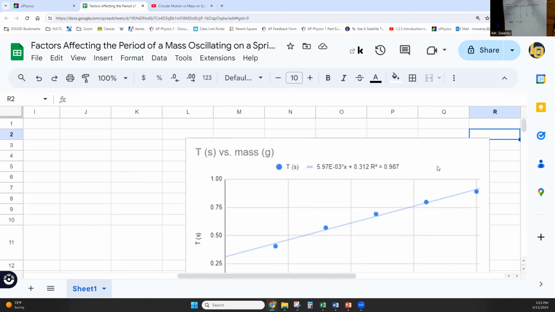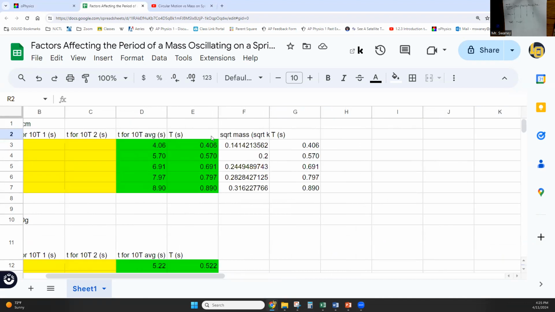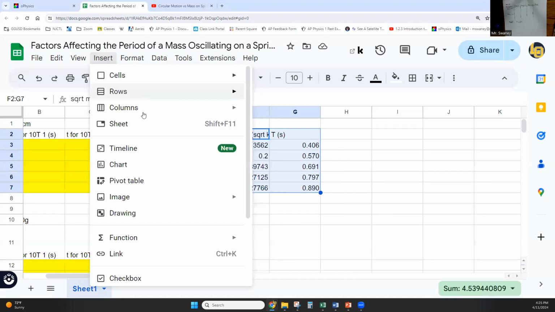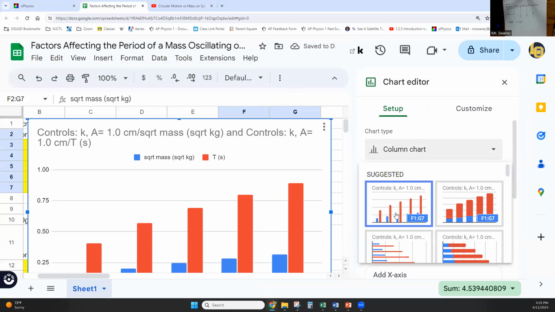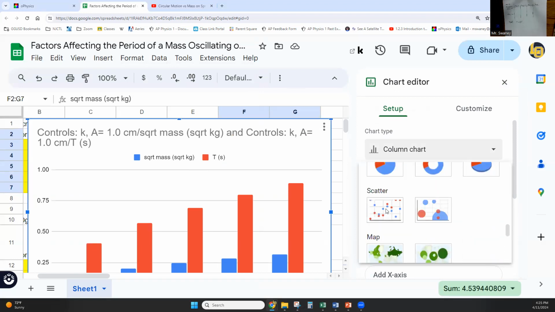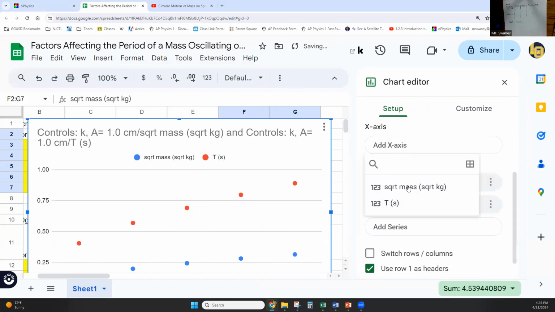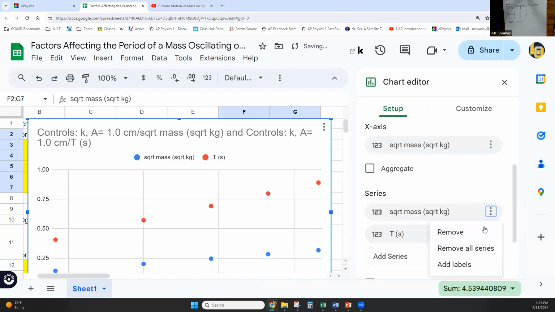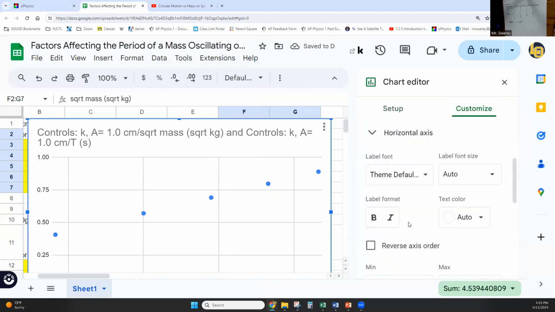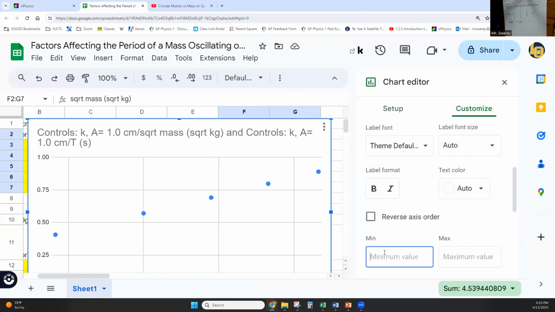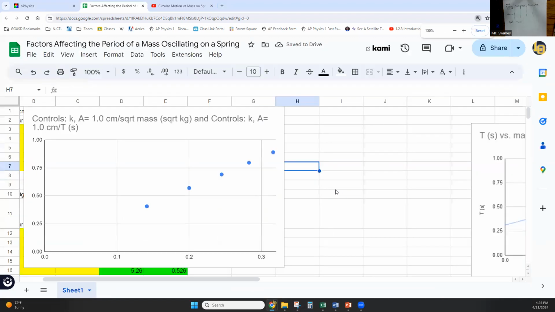So I think I need to remake the graph with the square root. Actually, this is the Y value, so the period versus the square root of the mass. Insert chart. We need a scatter. Oh, it gave me no x-axis. I want this on the x-axis and not that. Oh, that looks pretty good. Let's change the horizontal axis so that we can see the 0. I'm going to zoom out because it's just hard to see.